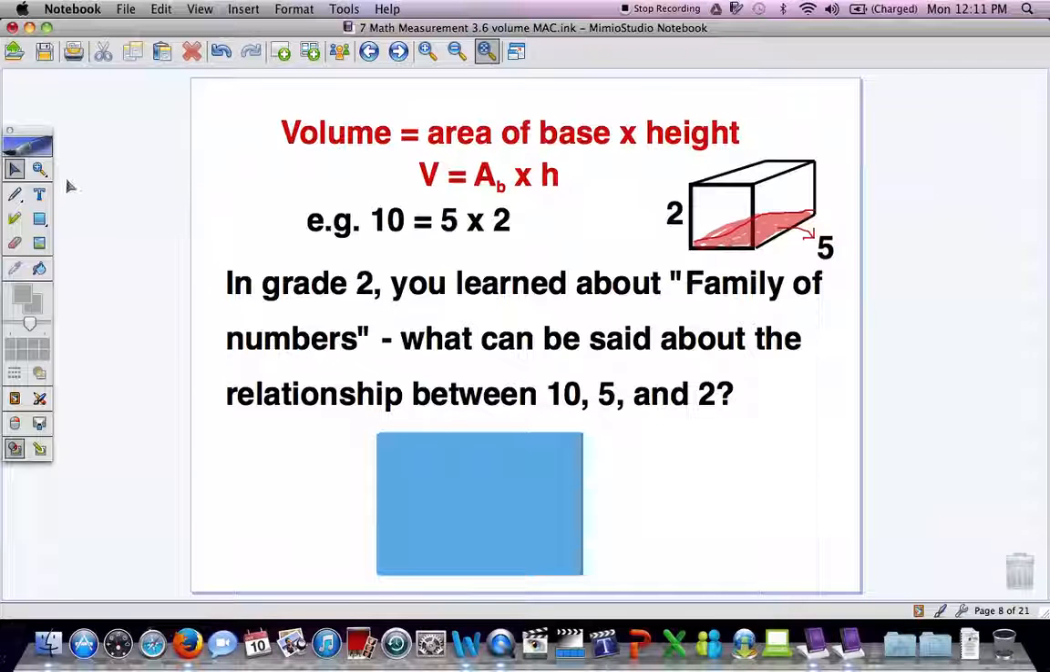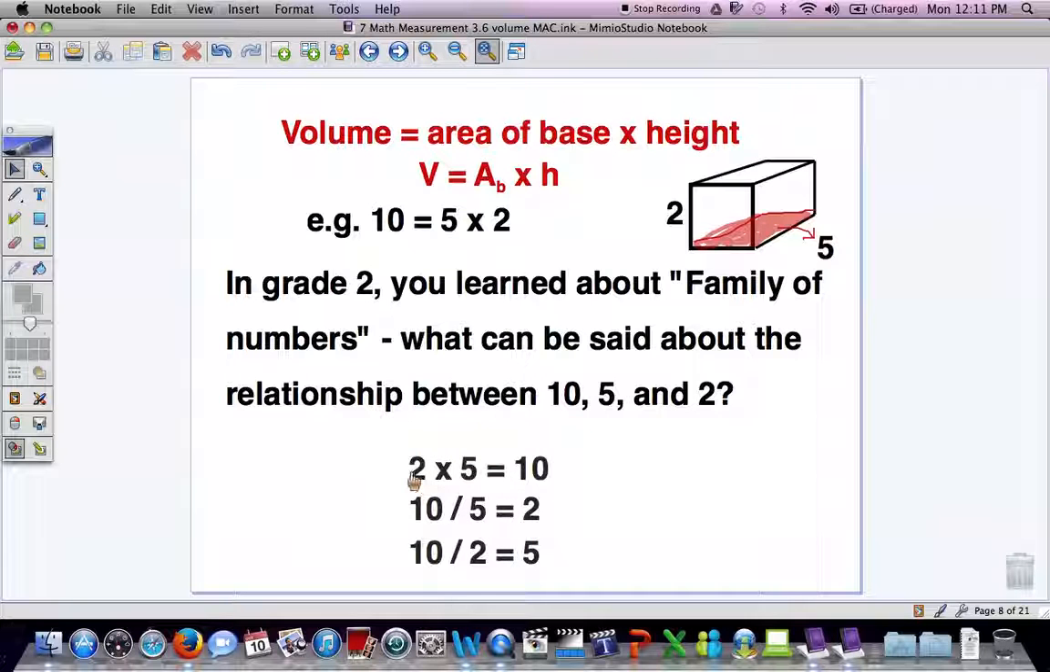Let's think a little further now. In grade 2, you learned about family of numbers. For example, 10 is the product of 5 times 2. And there's something about the relationship of 10, 5, and 2. And this is all about family of numbers. You'll see where I'm going with this. We know that 2 times 5 is 10. We also know that 10 divided by 5 will equal 2. And the same thing if we go 10 divided by 2 will equal 5.